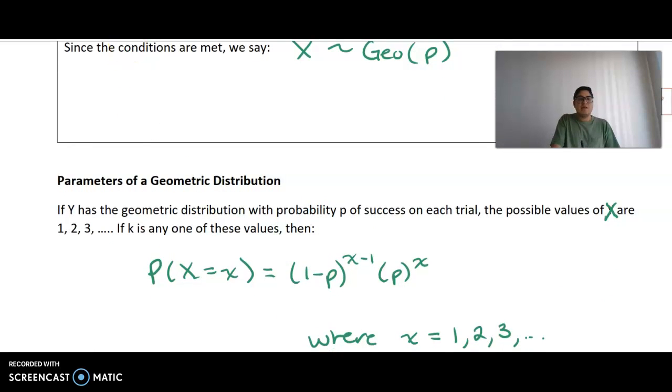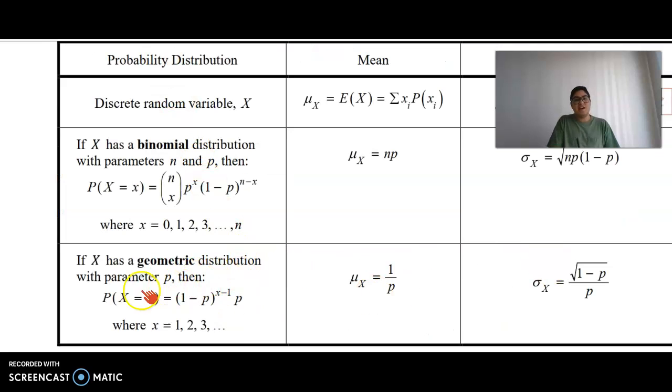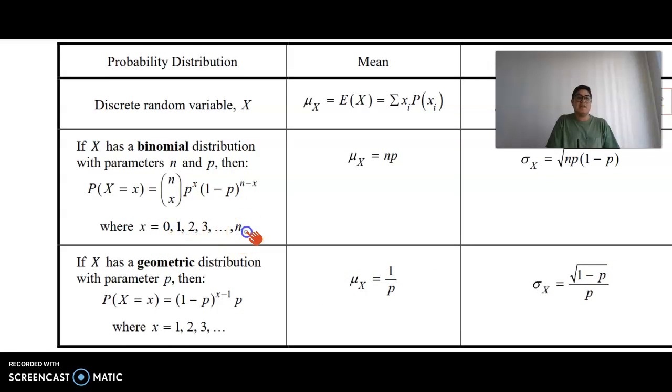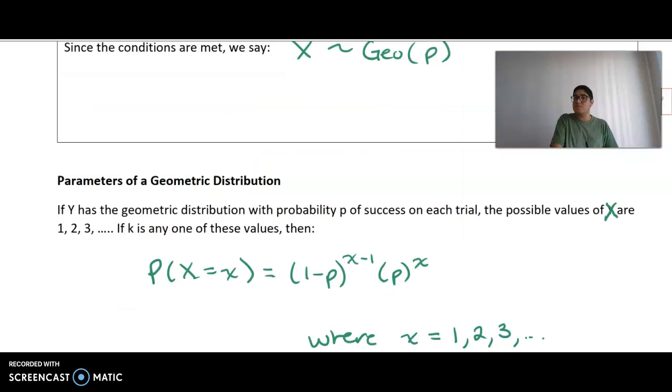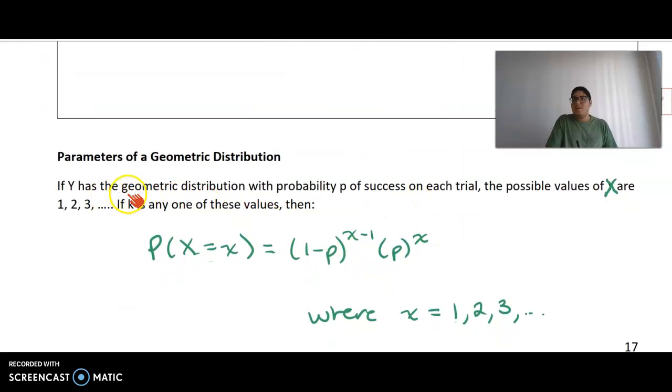Now, here on my AP Stats formula sheet, I've got my probability function, my mean, and my standard deviation. And again, look at the difference. Binomial can start at 0 up to n, whereas geometric starts from the first trial up to however many trials are needed for your success. So if y or x has a geometric distribution with probability p of success on each trial, then the possible values are 1, 2, 3. And if k is any one of these values, again, ignore all this fancy notation. It just matters what setting is happening, bins or bits, binomial or geometric. So we use the following probability function.